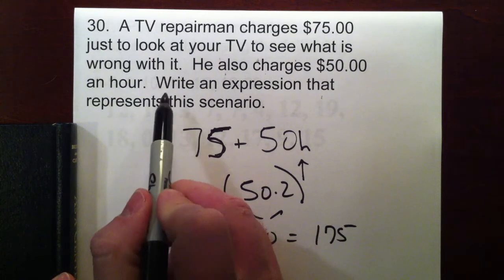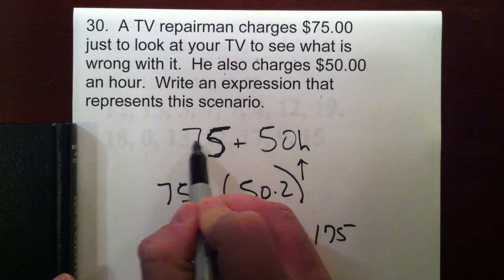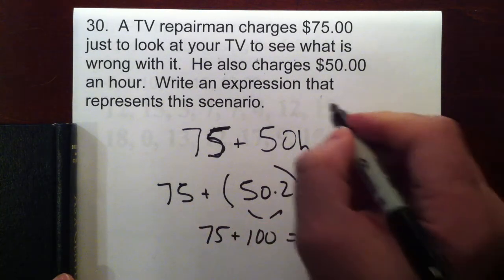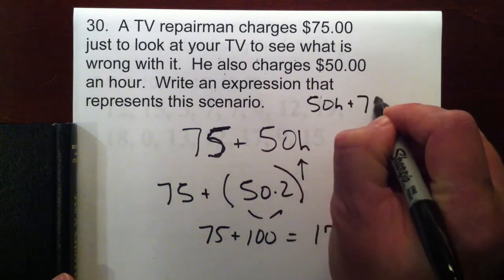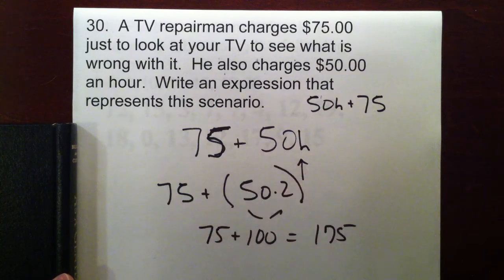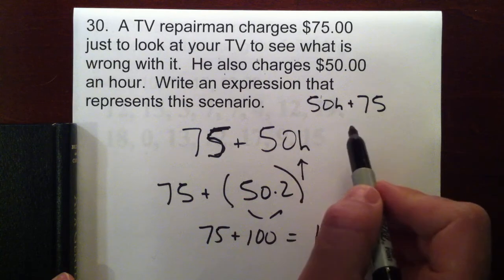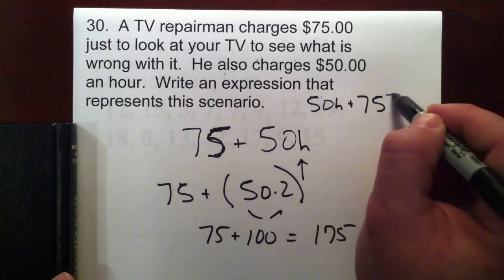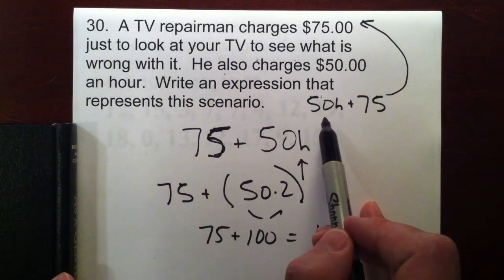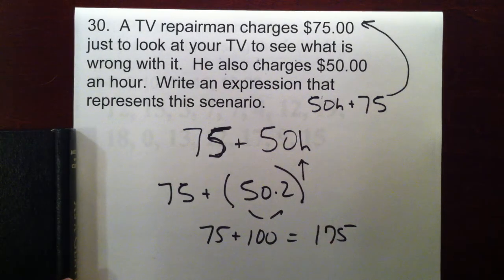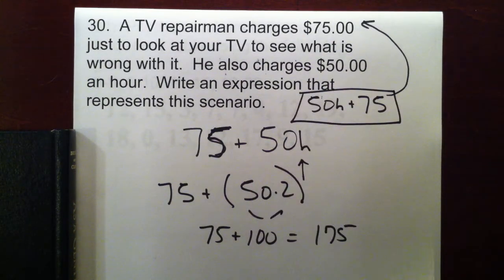But what we're asked here simply to do is write an expression that represents the scenario. And that would be 75 plus 50h, or since we're adding, it could be 50h plus 75. Now, if we were subtracting, we couldn't do that. But since the order doesn't matter in addition, we can say 50h plus 75. And remember, 75 is the constant. You're going to pay that no matter how many hours he or she is there. The answer is 50h plus 75.